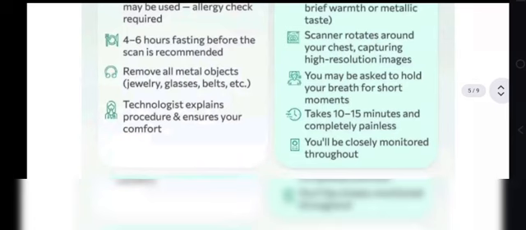The patient may be asked to hold their breath for a short moment, and this usually takes 10 to 15 minutes, and the procedure is completely painless. The patient and the radiologist closely monitor throughout the procedure so that they can find any blockages or abnormalities. After the completion of the process, the catheter will be removed and pressure will be applied to prevent bleeding.